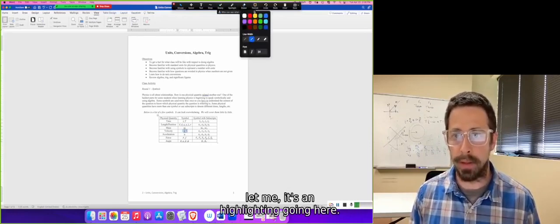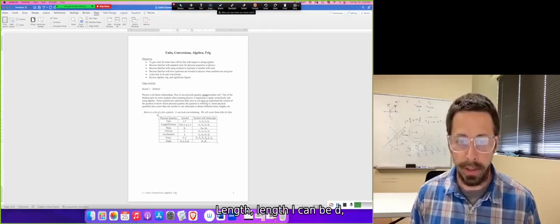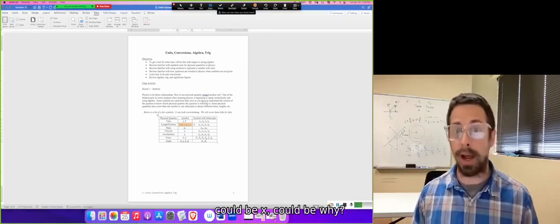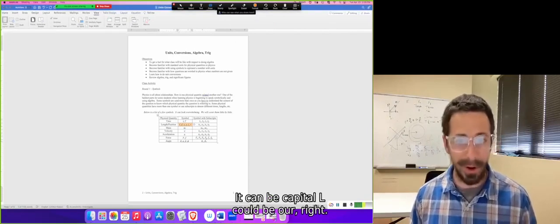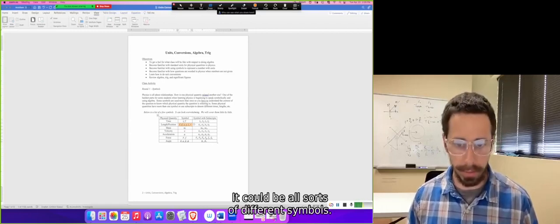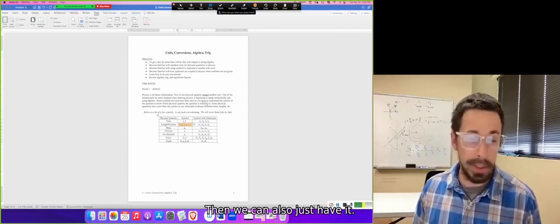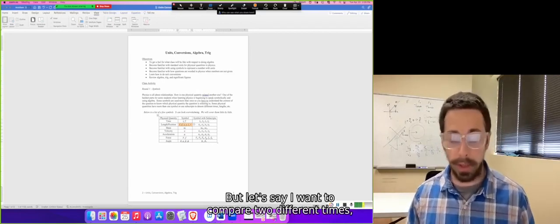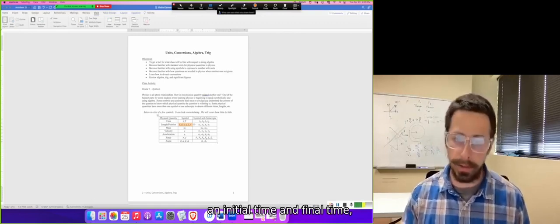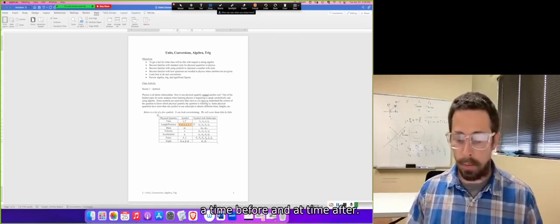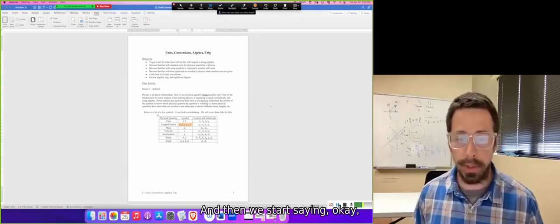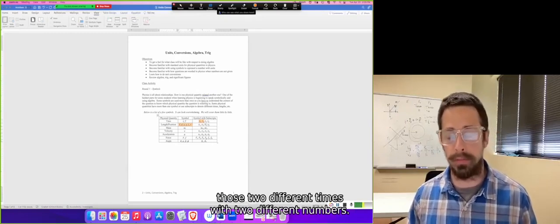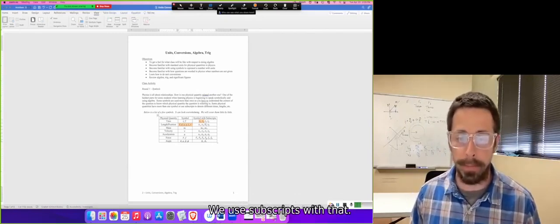For example, let me get some highlighting going here. Length, it could be L, it could be D, it could be X, it could be Y, it could be capital L, it could be R, right? It could be all sorts of different symbols. And then we could also just have, hey, I'm just going to use little t for all times, but let's say I want to compare two different times, an initial time and a final time, a time before and a time after. Then I'm going to make that distinction of those two different times with two different numbers, and we use subscripts with that.